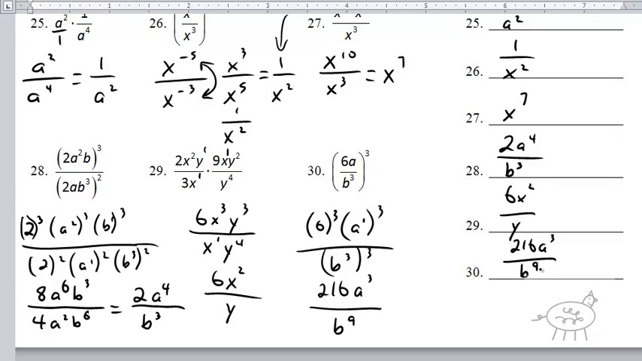All right, so use all the rules that I taught you guys: multiplying, raising a power to a power, dividing, and zero exponents and negative exponents, and you should be good to go. All right, but please prepare for this. This is an important test.